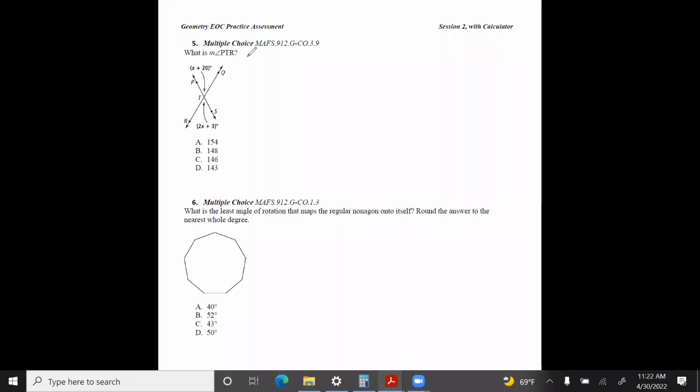All right, number 5, we have, what is the measure angle PTR? So PTR is this angle over here. And they gave us some values for the 2 angles that are vertical on the top angle and the bottom angle. Well, vertical angles have to be congruent. So the 2 values that they gave us of x plus 20 and 2x plus 3, those have to be equal. The first thing we're going to have to do is solve for what x is.